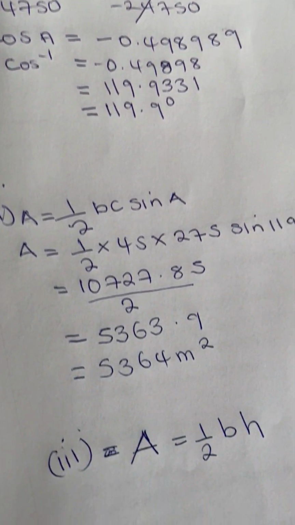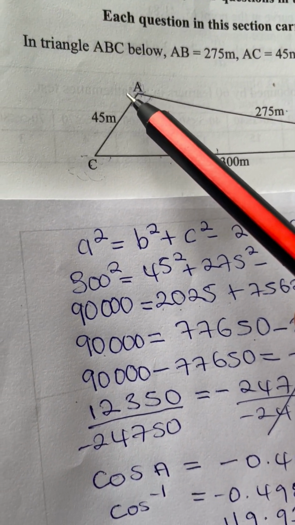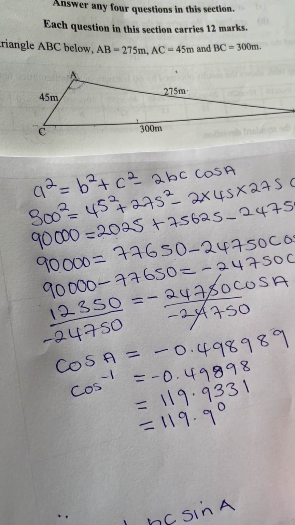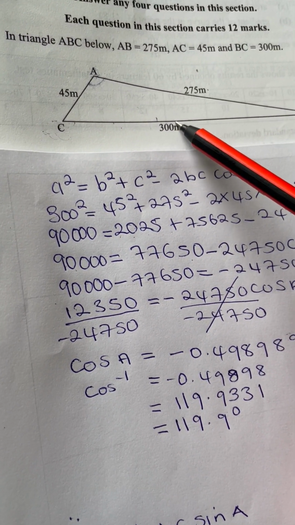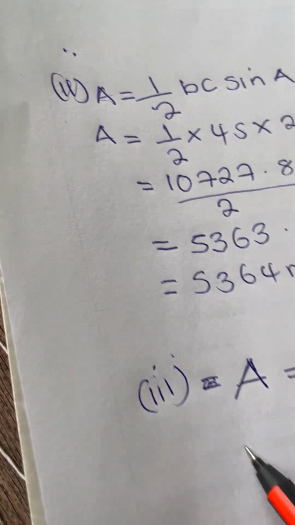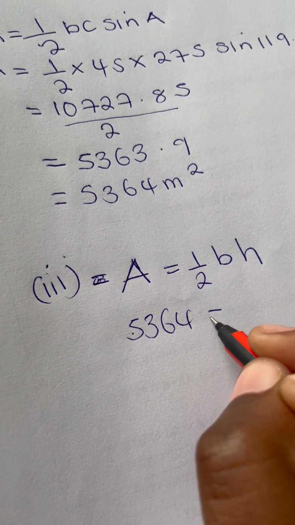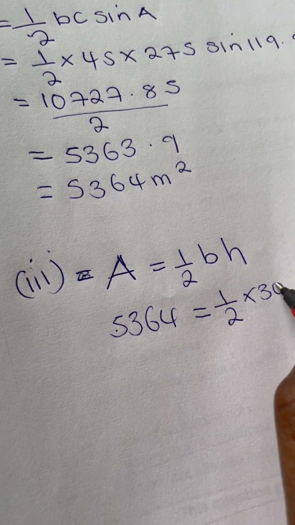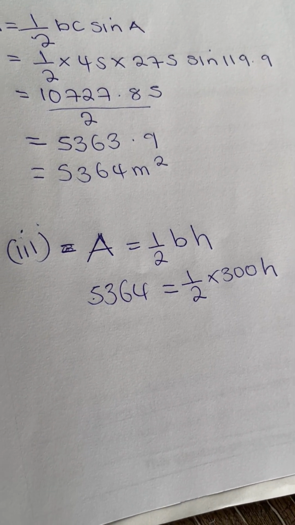And how about b? Remember, we are looking for the shortest distance from A to BC. So our b will be this distance between B and C, the opposite of A. So we substitute. Our area is 5364, which will be equal to half, and then our b is 300. Our h is what we are looking for.